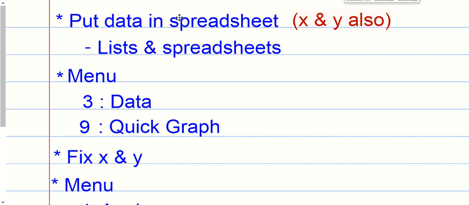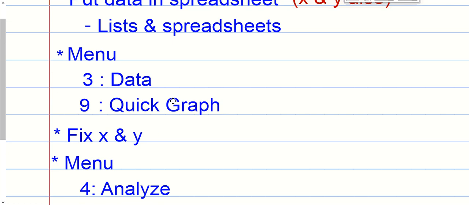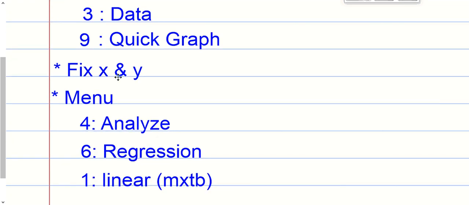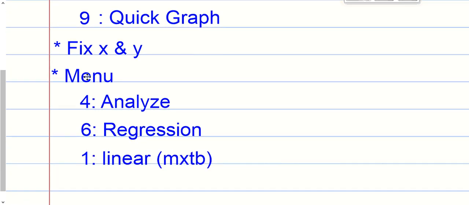Put data in spreadsheet, X and Y also. So your list in spreadsheets is where you go, input that information. You're going to go to menu. Choose 3, which is data, 9, which is quick graph. You will fix X and Y. You choose menu again. 4 is analyze, 6 is regression, 1 is linear mx plus b.